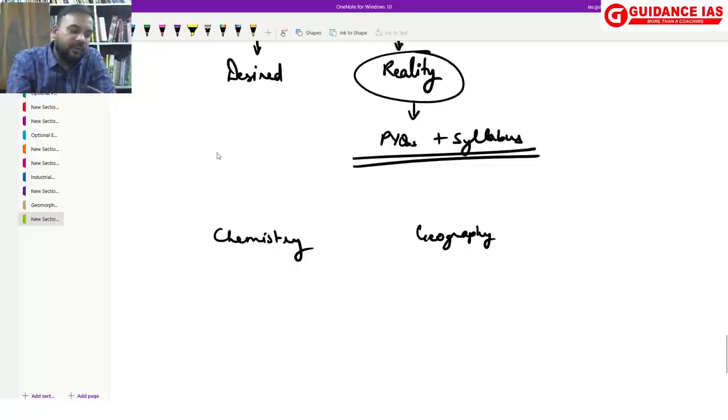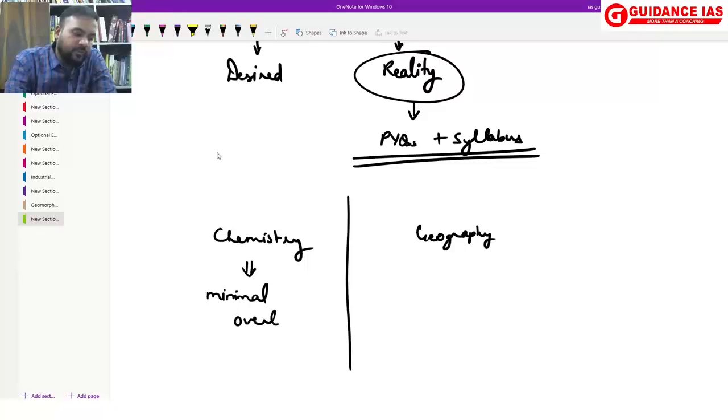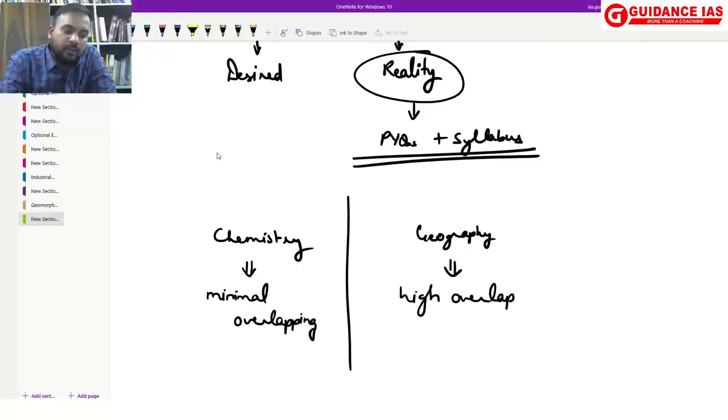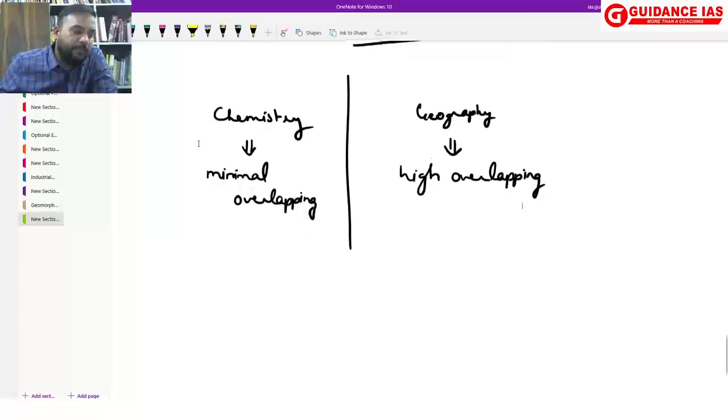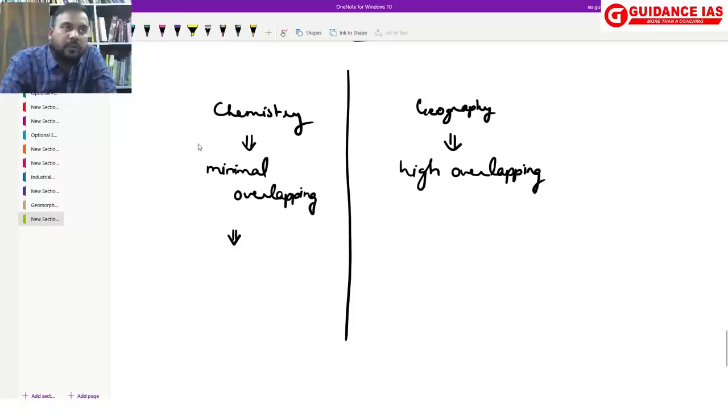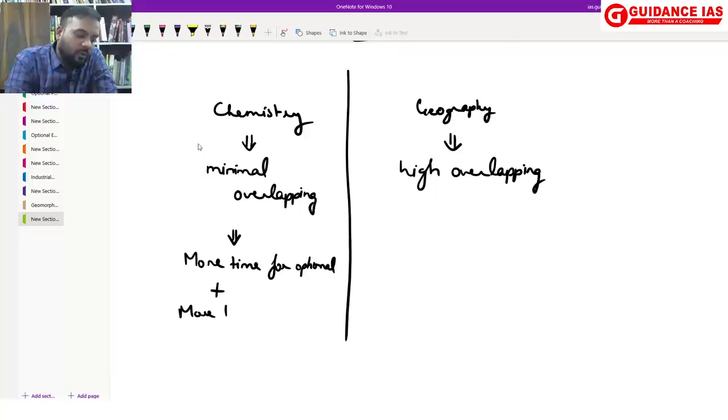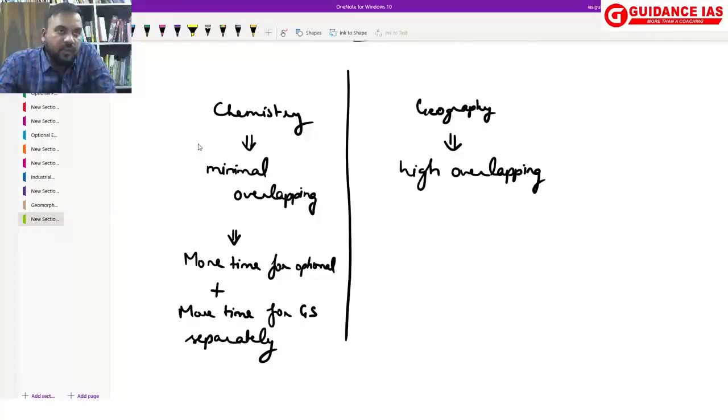There can be a situation where in case of chemistry, can I say there is minimal overlapping? Yes or no? In case of geography, there is high overlapping. So tell me, if I am giving more time here for optional, can I say I will have to give more time for GS separately? सीधी सी बात है, क्योंकि GS तो कवर करना ही है.